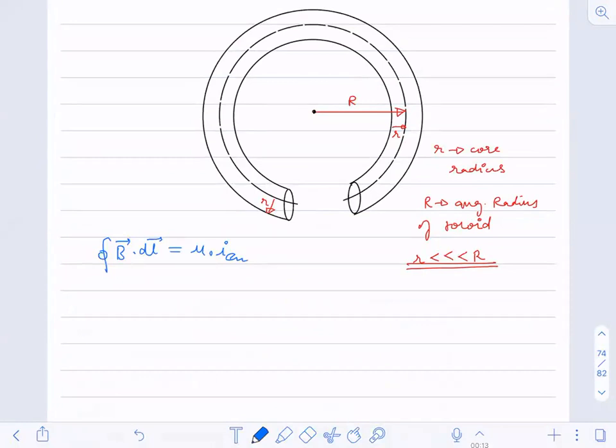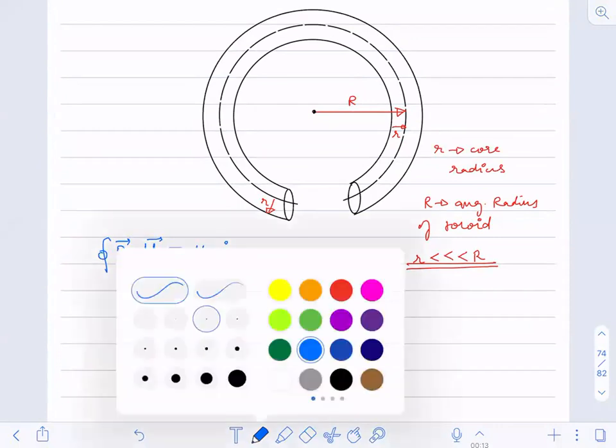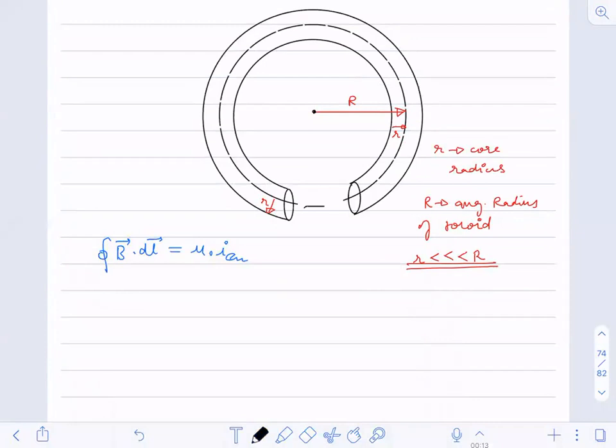How will you take a loop? So the loop is here. This line is only the loop. Can you understand how I'm taking the loop?